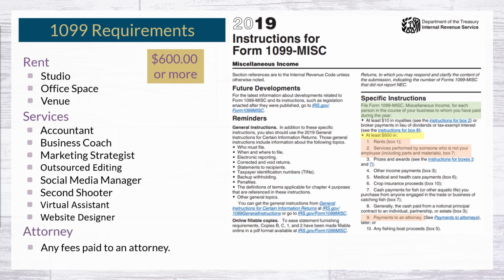So if you hire an attorney to review a contract or help you write your contract or to file an LLC for you or help you with any other type of legal matter concerning your business, you need to report those fees too if they're $600 or more. There are some exceptions. So before we go too far, let's take a look at those.